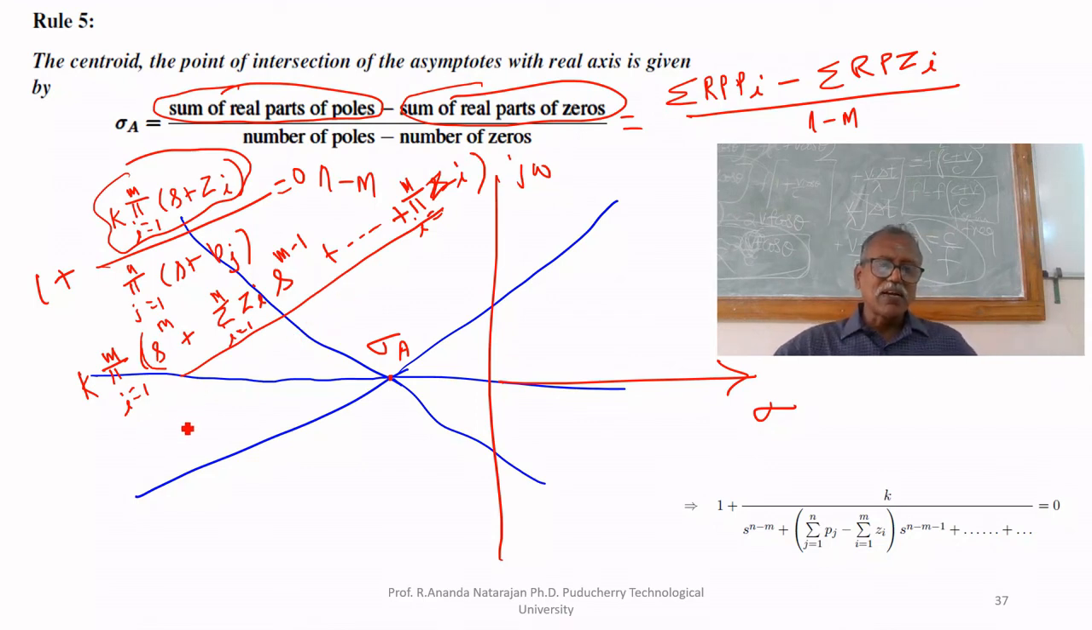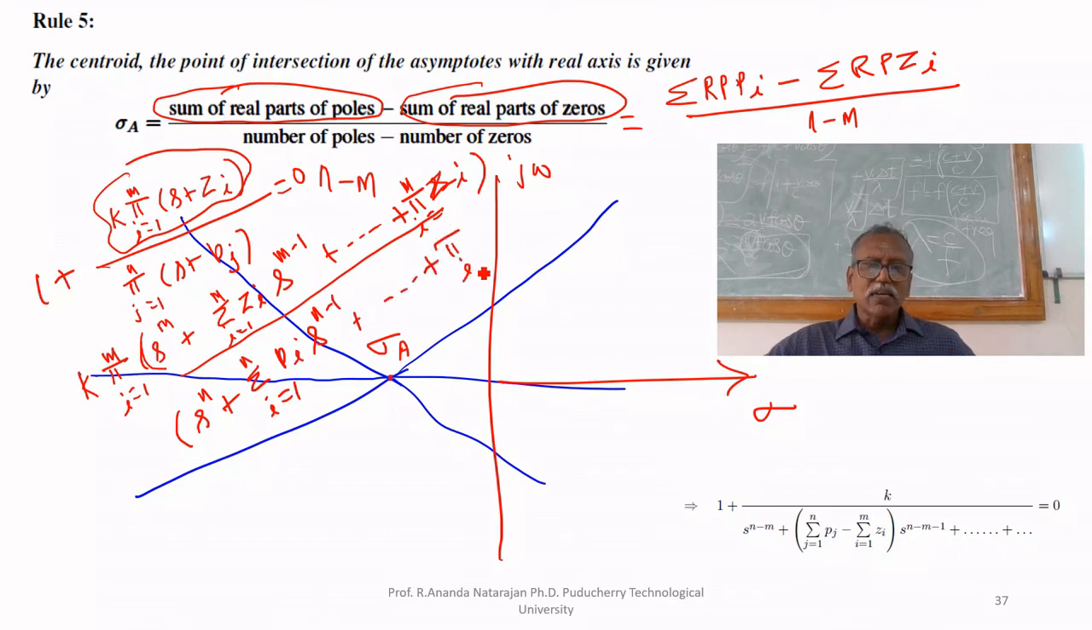Similarly, the denominator we can also write like that: s power n plus the sum of poles times s power n minus 1 plus etc. The last term is the product of all poles. This way we can write. That is equal to minus 1.